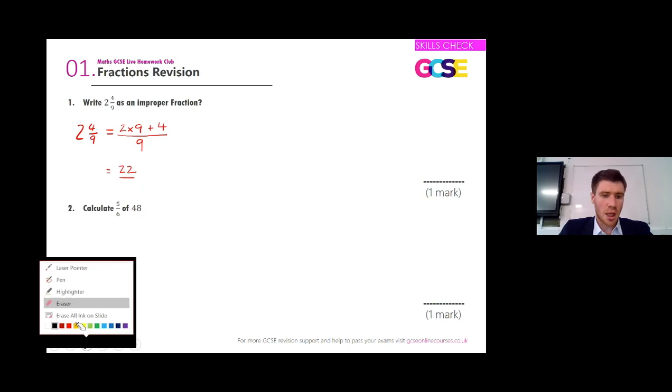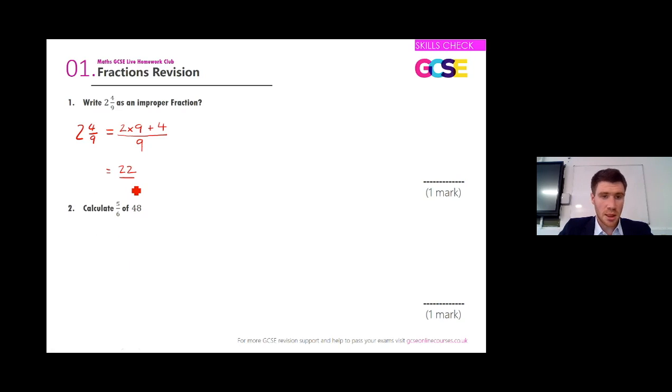The only thing we would need to consider is potentially we can look to simplify, but in this instance we can't. There's no common factors between 22 and 9.